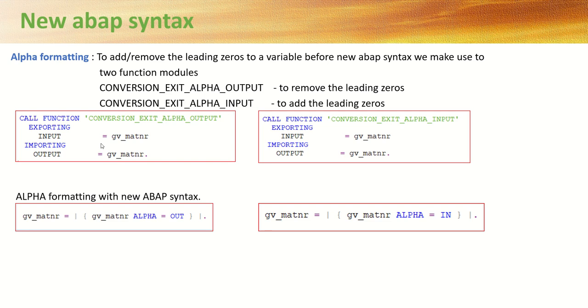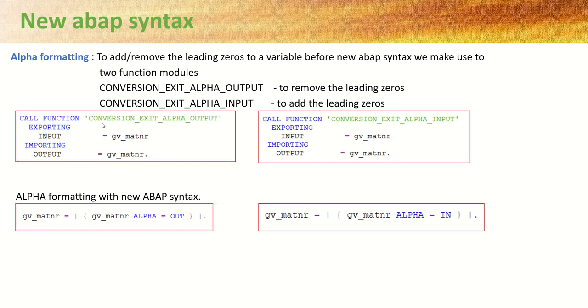Take an example, if our material length is 18 characters and we are following only a 10-digit number, so the remaining 8 characters are leading zeros. So when you are working with a text file, Excel file, or in an integration project, or want to display any messages, at that time, based on our requirement, we make use of those function modules.